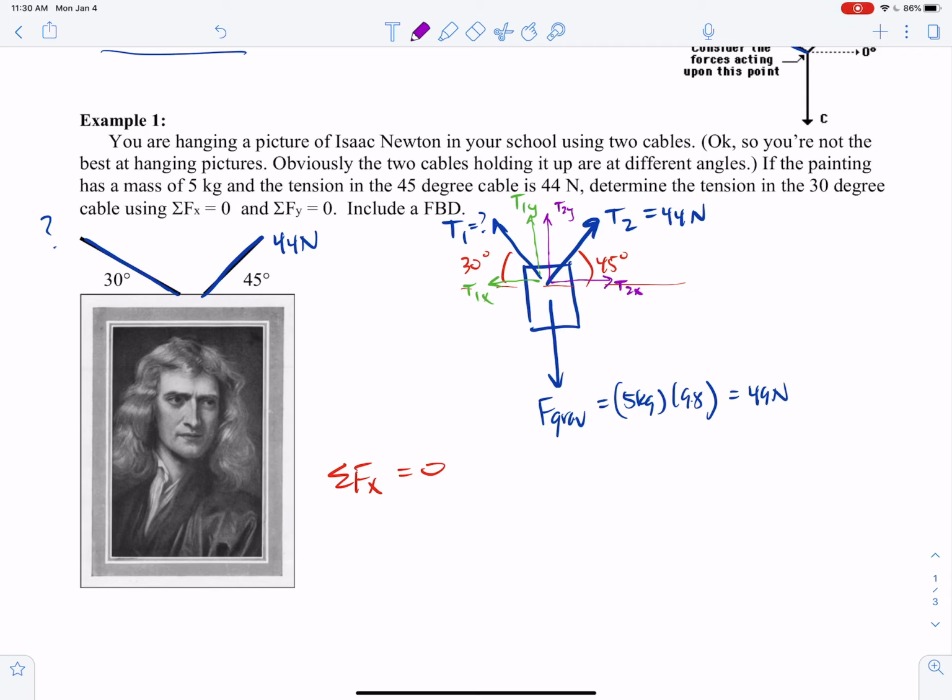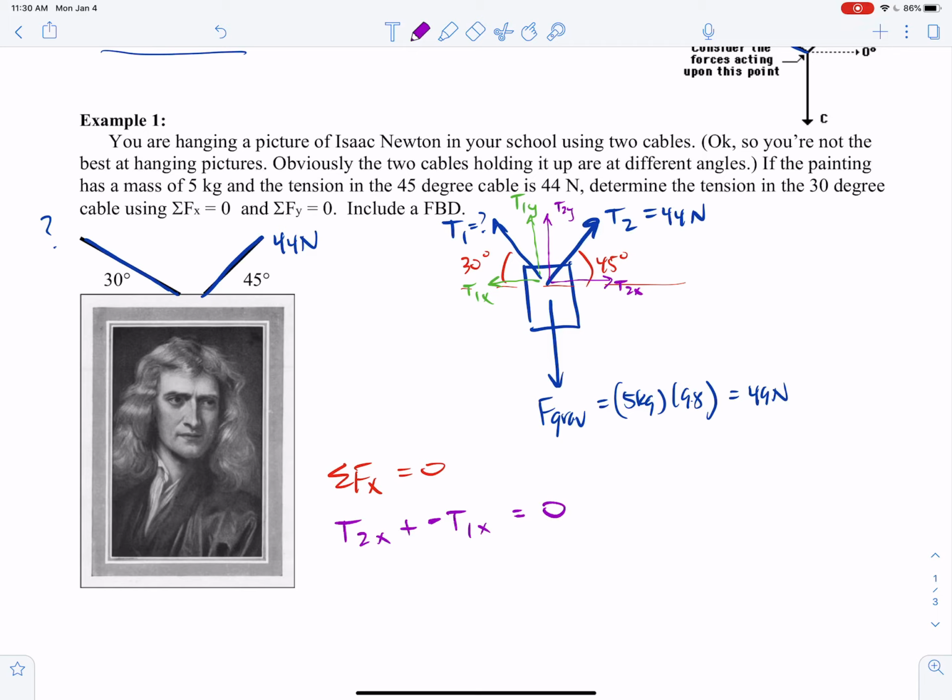So summing the forces in the x means that I've got T2's x component plus T1's x component, but that's going to be a negative value because it's pointing to the left. And they will have to equal 0. All right, now I've got to figure out how to find these x components, okay?